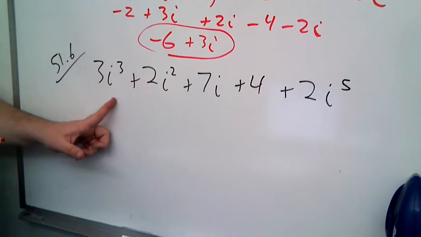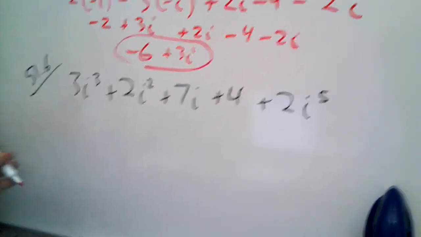3i cubed. What's i cubed? i cubed is negative i. Negative 3.